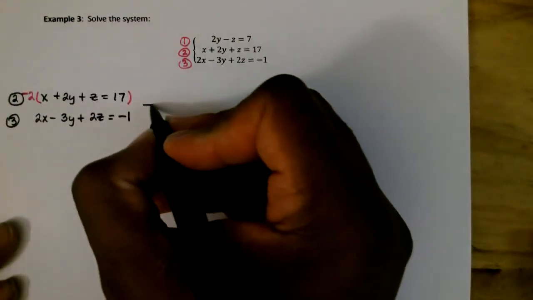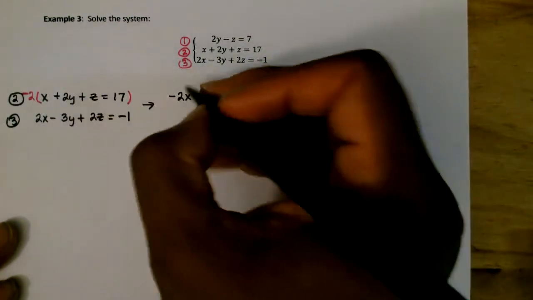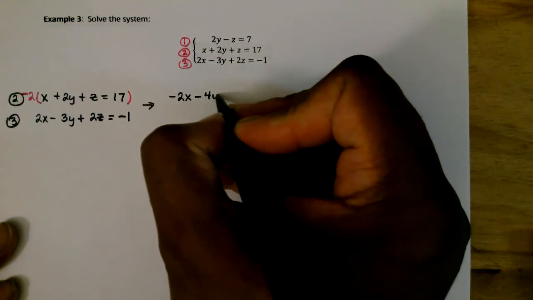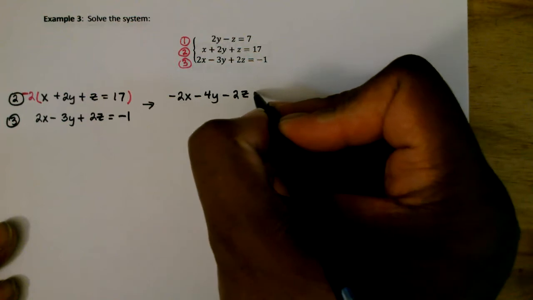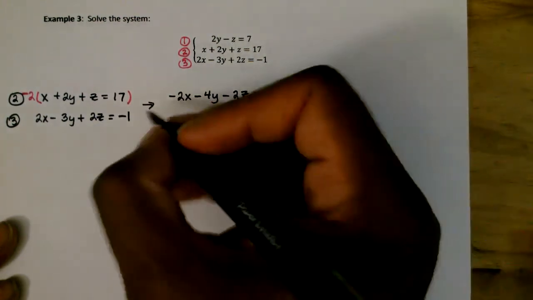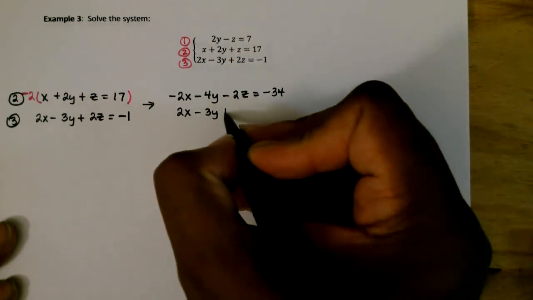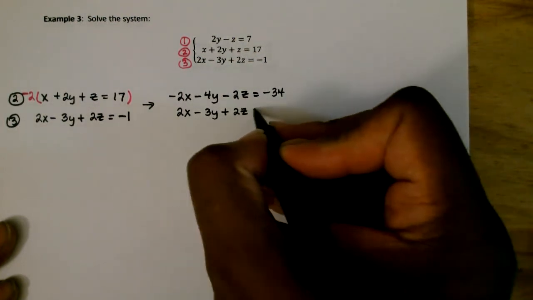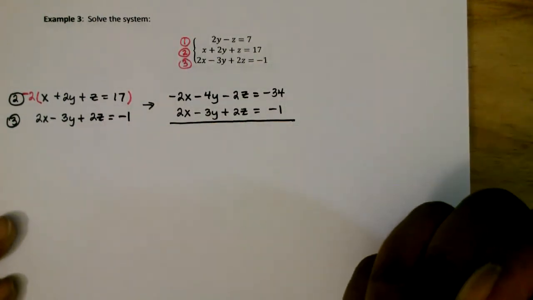And when I do that, -2 times x would give me -2x. -2 times plus 2y would be -4y. -2 times plus z would be -2z. And that's equal to -2 times 17, -34. And then bring down the 2x minus 3y plus 2z is equal to -1. I'm just rewriting equation 3 over.